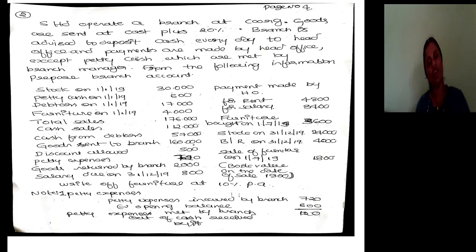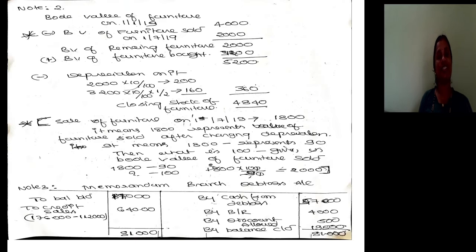Sale of furniture will not create any impact directly on branch account. It will create impact on furniture. Purchase of furniture and sale of furniture will not create any impact directly on branch account. But purchase of furniture can be made only when cash is sent, so that is taken care of by recording cash sent by head office to branch. Then write off furniture at 10% depreciation per annum. We never take that depreciation directly in branch account. It will create impact on branch furniture, so we will see that later.